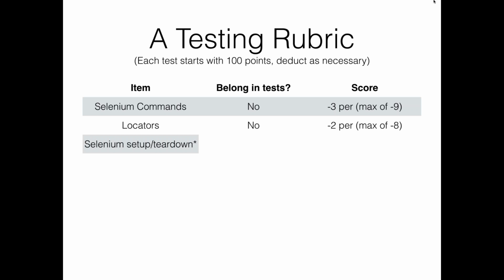And then Selenium setup and teardown. So the central setup and teardown that I mentioned on the previous slide, this should not be in your test. And if it is, then we'll want to deduct 20 points. And this is a heavy deduction because this should be taken quite seriously, since it is an architectural consideration that makes a huge advantage in terms of maintenance of your test suite over time.